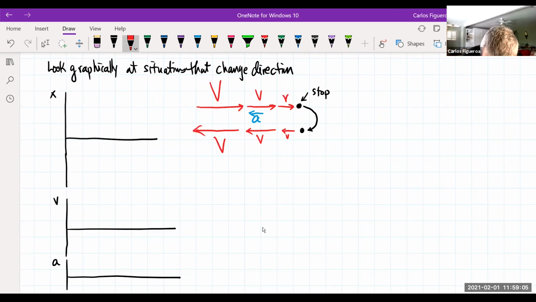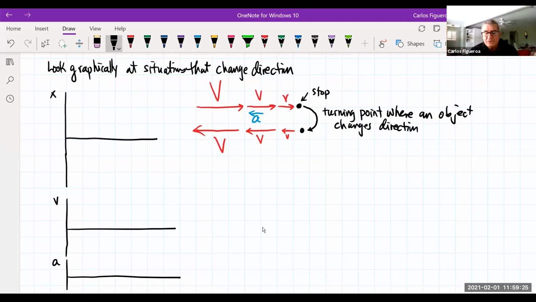So what you're seeing here is that this is a turning point where an object changes direction. How does that look graphically here? If I stop, clearly the speed at that point must be 0. But remember, anytime I have a speed of 0, the slope has to be 0. So here we go. Let's pick this point right here along this line, and I'm going to put this line all the way through here.